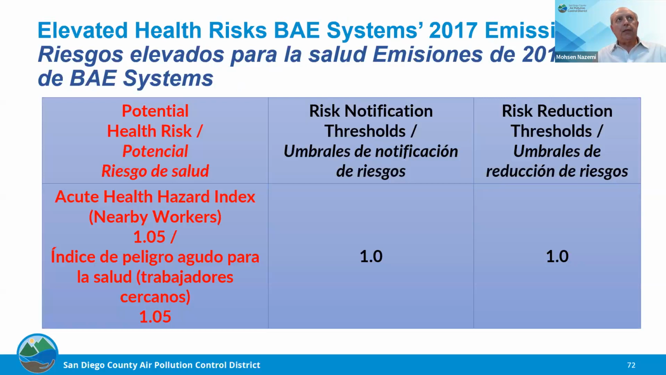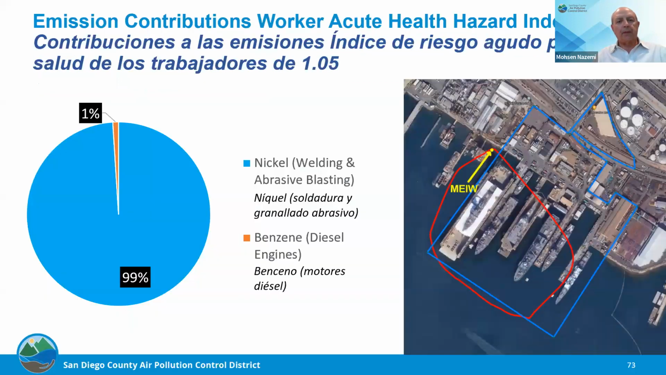This just shows the thresholds for public notification and risk reduction under District Rule 1210. As you can see, the acute health risk, which refers to short-term health effects associated with BAE's operation, was above one, which required a health risk reduction plan. We can go to the next slide, please. Now, this slide shows the contribution of different metals.